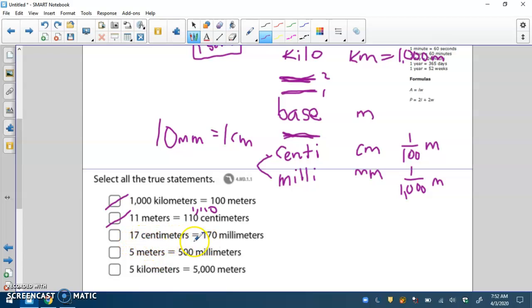"17 centimeters is equal to 170 millimeters." So here's where this comes into play. The relationship between centi and milli. They're only one spot away on our chart, so that must have to be 10 times as much. Centi is 10 times as much as a milli. So 17 centimeters, if we multiply it by 10, because we're going from a larger to a smaller unit of measure, 17 times 10 is equal to 170. That one's going to make sense.